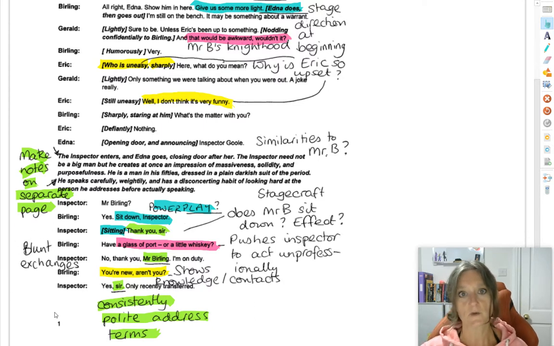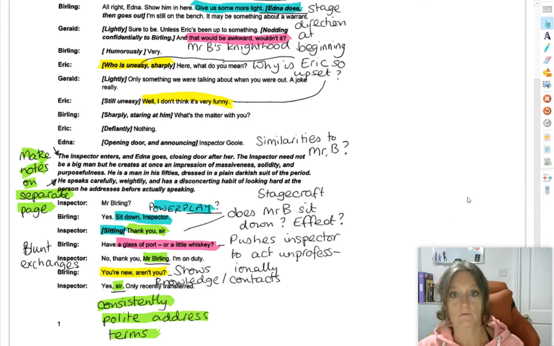Comes across as both men being borderline rude to each other. Yet the two of them do use polite address terms. So the inspector calls Mr Birling sir, and Mr Birling refers to him as inspector. So they're perfectly respectful towards one another, but they're doing it in quite a blunt way. Okay, so again, that could show a similarity between them, the fact that they're both quite blunt with the way that they talk.